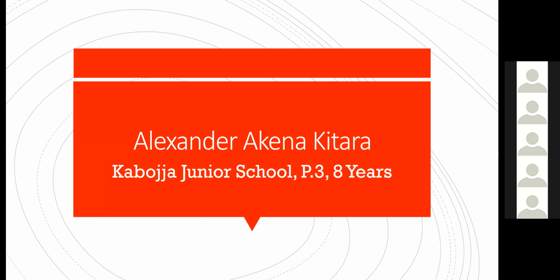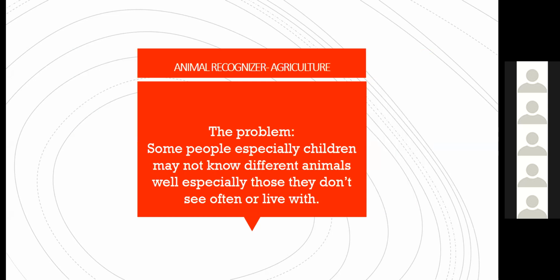So my name is Alexander Akino Kitara. I go to Cambodia Junior School. I am in P3 and I am 8 years old. And my project is called the Animal Recognizer, and the area that I am addressing is agriculture.